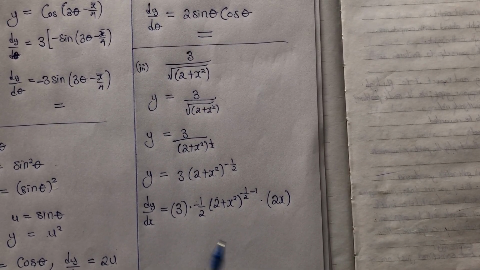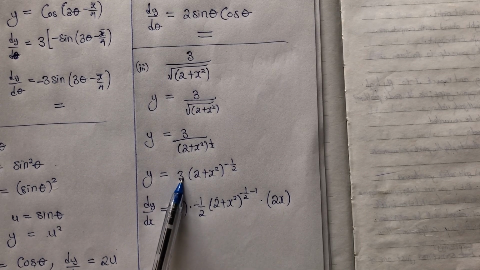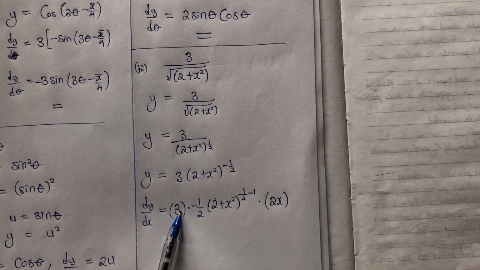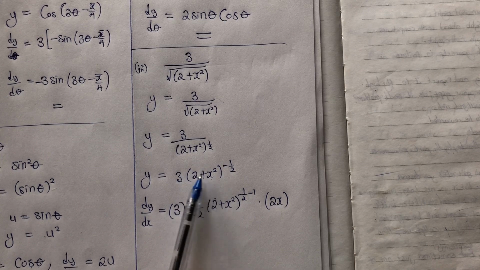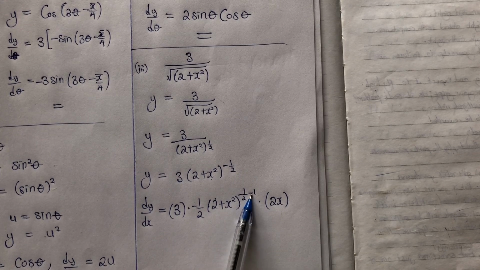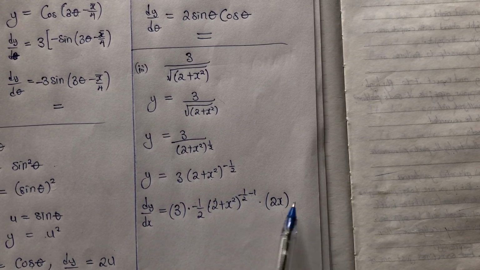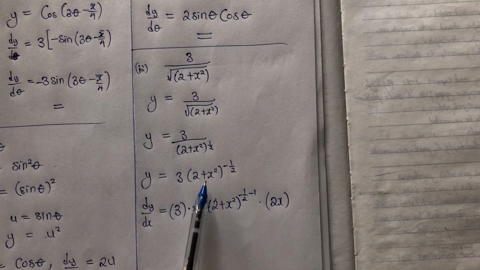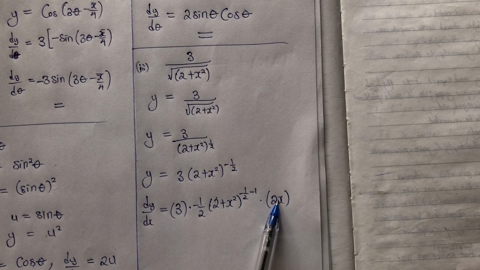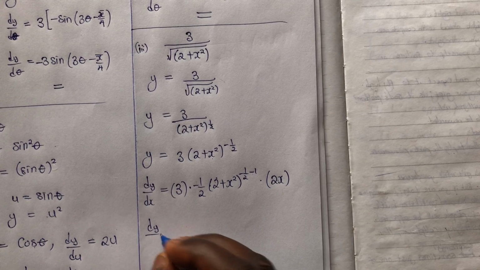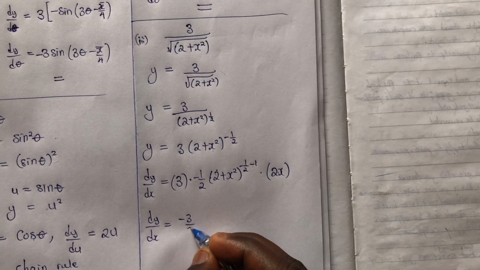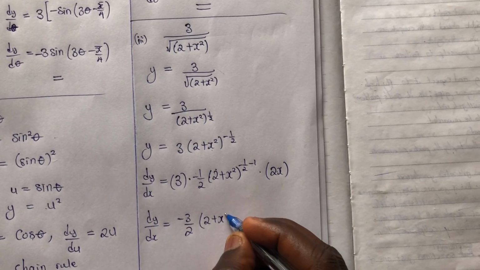So the first thing you need to do, you maintain this 3, you multiply the 3 by the power. So negative 1 over 2 will come and multiply here. Then you repeat the same thing here, (2 plus x squared) to the power of negative 1 over 2. You reduce the power by 1, and that was what I did. I'm just using general differentiation. Then finally, you multiply the whole result by the differential of what is in the bracket. So when we differentiate the bracket, we get 2x. So that is how we do it. So we have dy/dx will be equal to minus 3 over 2 times the bracket 2 plus x squared.